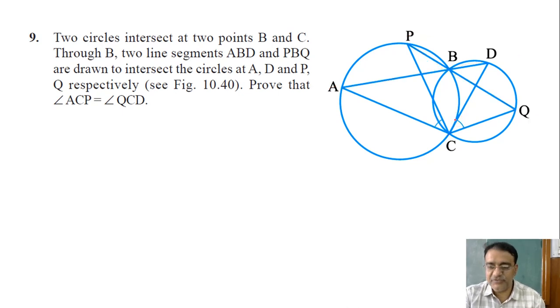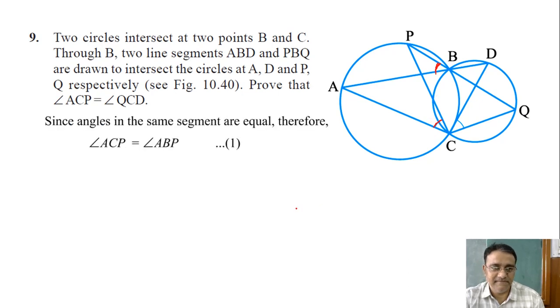So how will we prove it? See, first of all, angle ACP is equal to angle ABP. Why are these two angles equal? Angles in the same segment. Right, very good. Since these two angles are in the same segment, therefore these two angles are equal. Right? Similarly, this angle is also equal to this angle. See this figure.